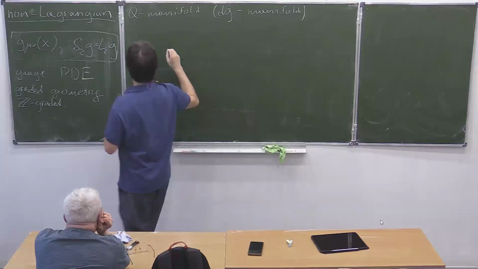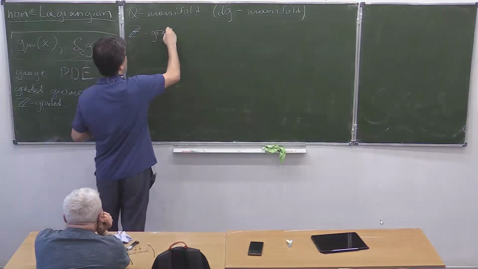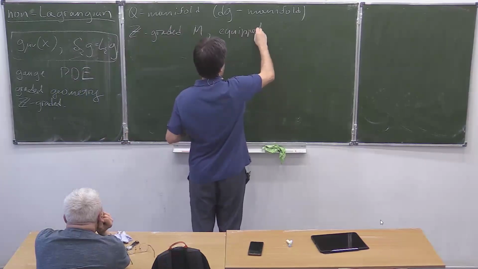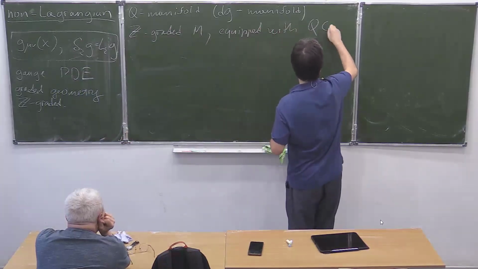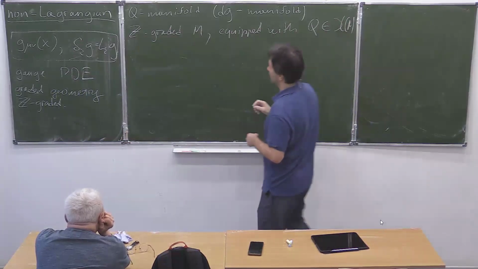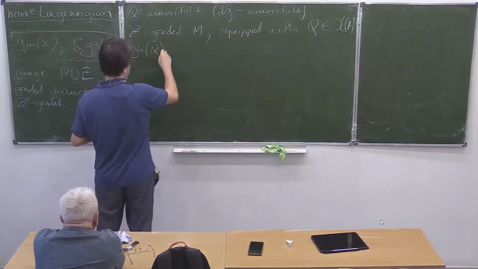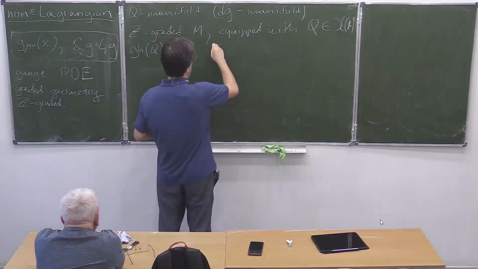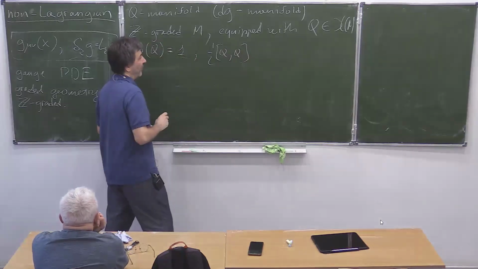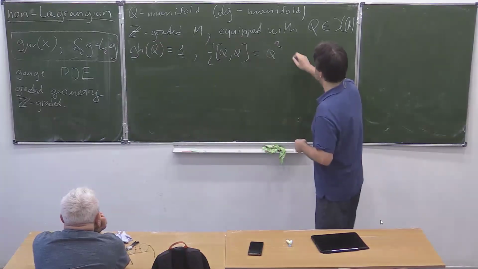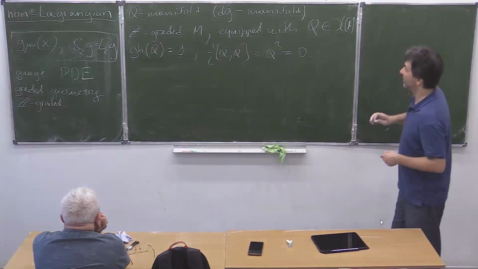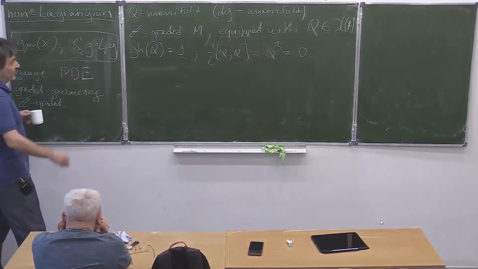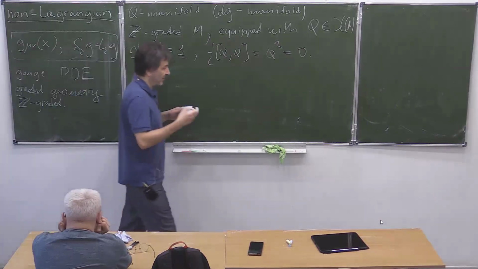So it's a Z-graded manifold M equipped with a Q vector field, which has degree 1, and which is homological, which means that if we take the graded commutator of Q with itself, this is of course just Q squared, this is 0. This means that functions on this form a homological complex, and we can speak about various cohomology groups, like in functions, in forms, in vector fields, in tensor fields, whatever you like.